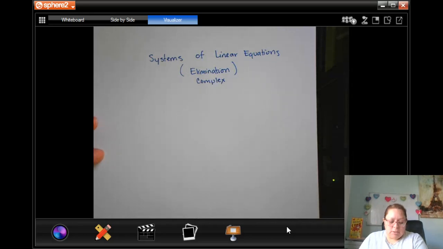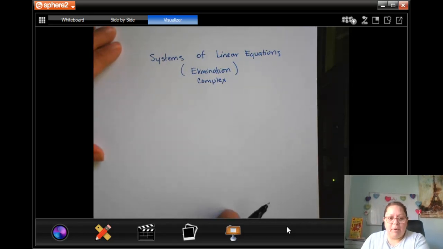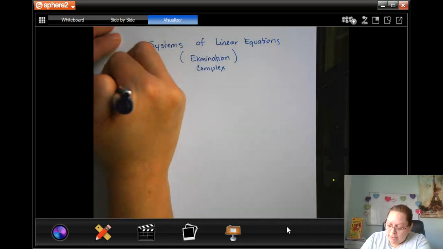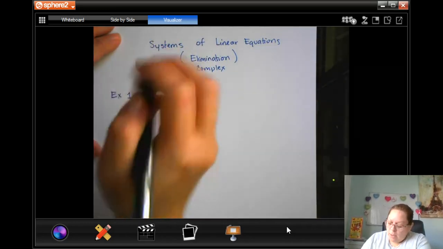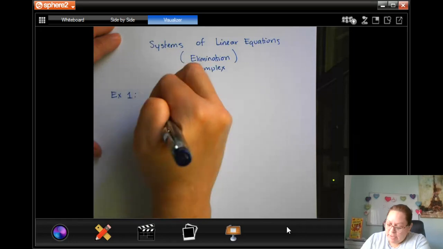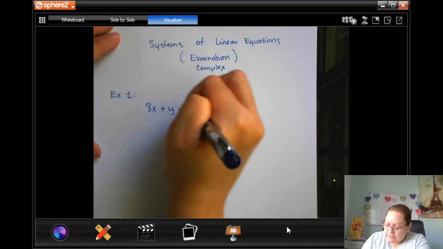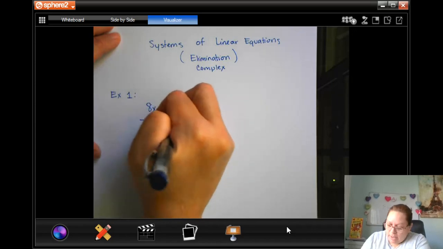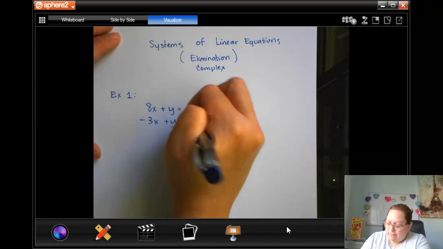Okay. So let me go ahead and give you your first example. We're going to do two examples together. Example number one, we have 8x plus y equals negative 16. And then you have negative 3x plus y equals negative 5.